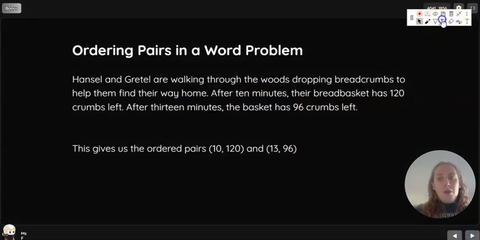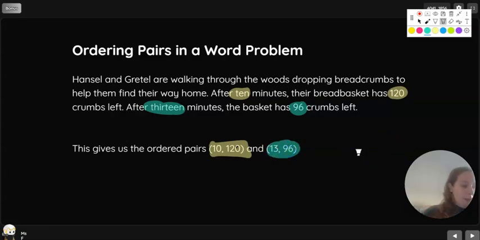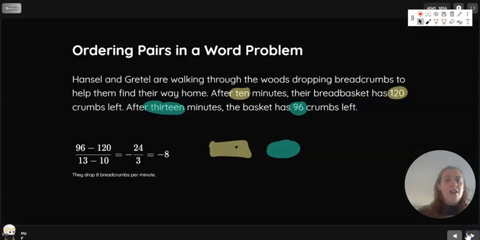So they gave us those two ordered pairs, right? 10 minutes, 120 breadcrumbs, there's our first point. And then we had 13 minutes, 96 breadcrumbs, there's our second. Once we have 2 points, we can use our slope formula on the next slide to plug in those values.